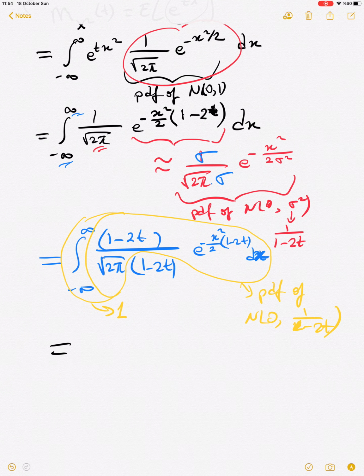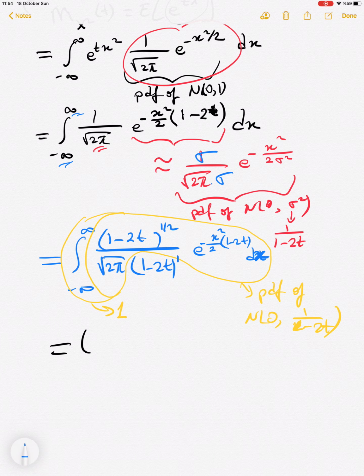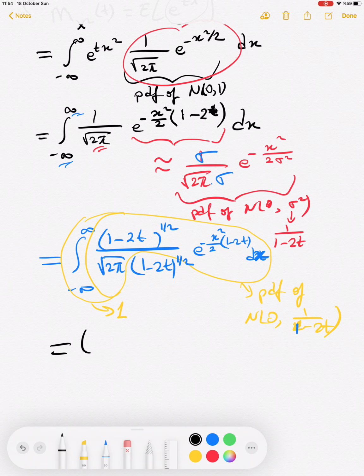Okay, I forgot the standard deviation. So this part will be the standard deviation. Sorry, I forgot to put them in a square root, so let's write 1 over 2 and 1 over 2 parts, because the variance is 1 minus 2t. So this is 1. And okay, so let's continue.